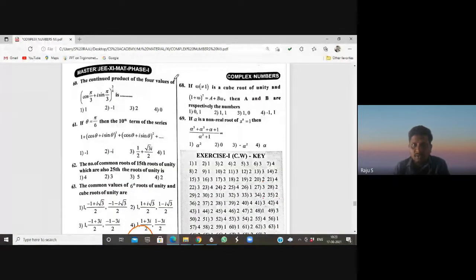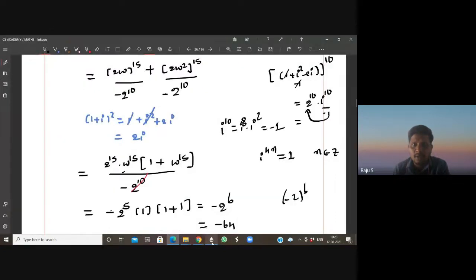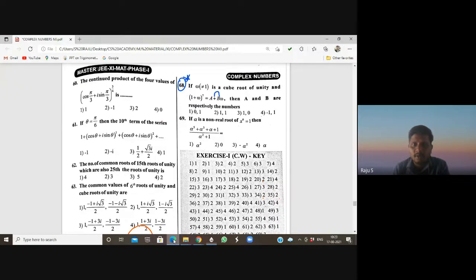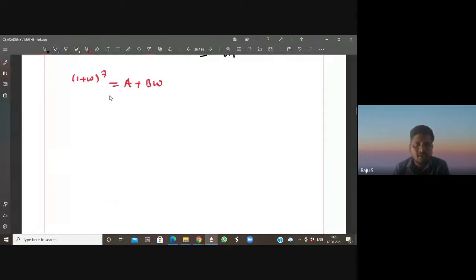Right, students, this is already a JEE question, I think so. Once they asked this question, I remembered it. This is clearly a JEE question. They're asking the a comma b value. What is the condition they have given? 1 plus omega whole power 7 is equal to a plus b omega. How can you find a comma b?